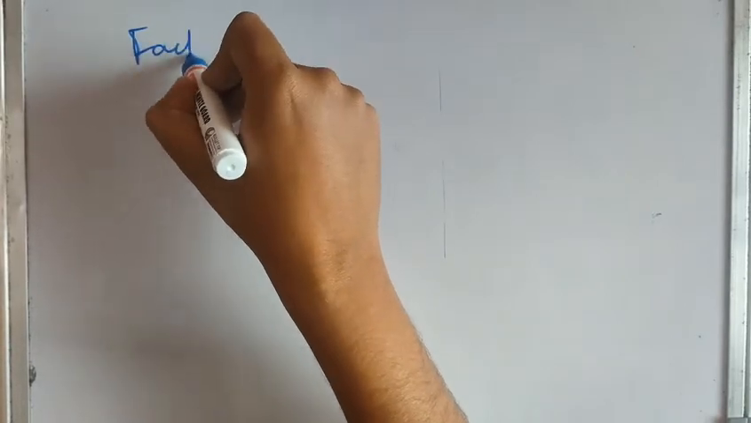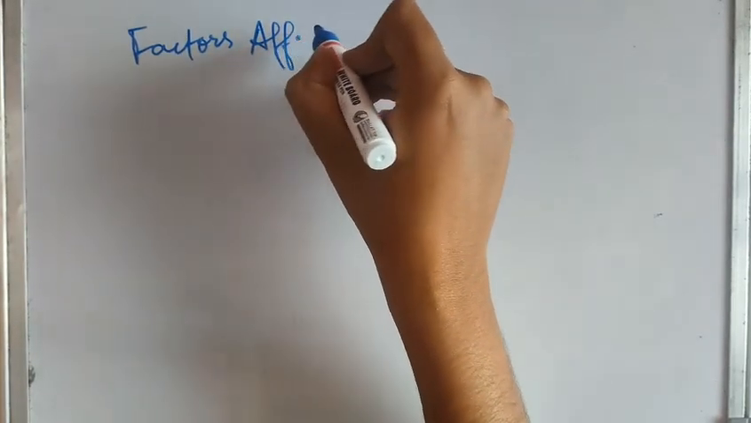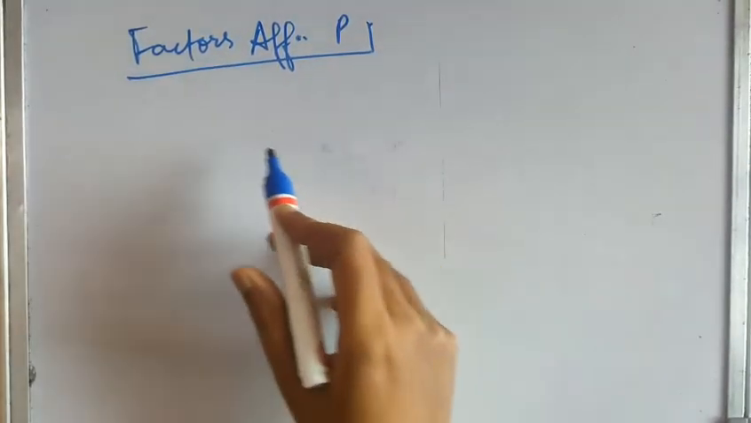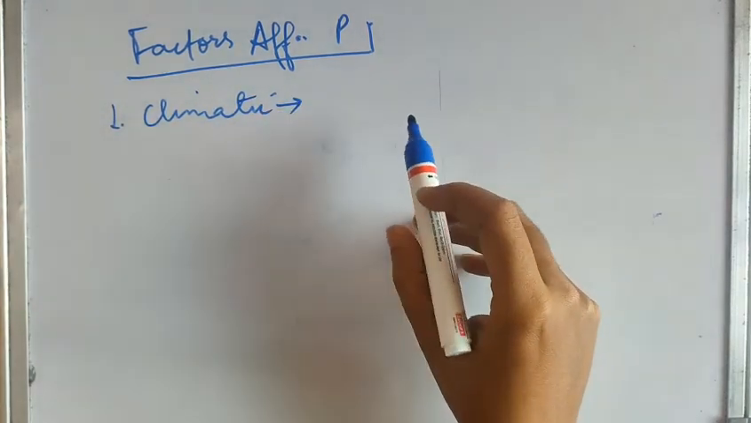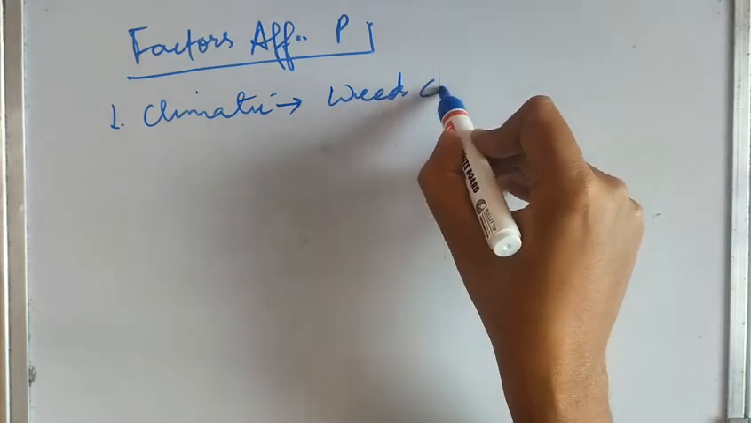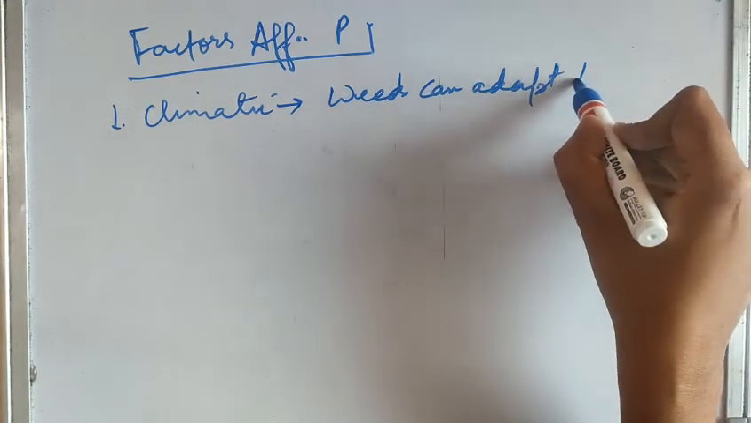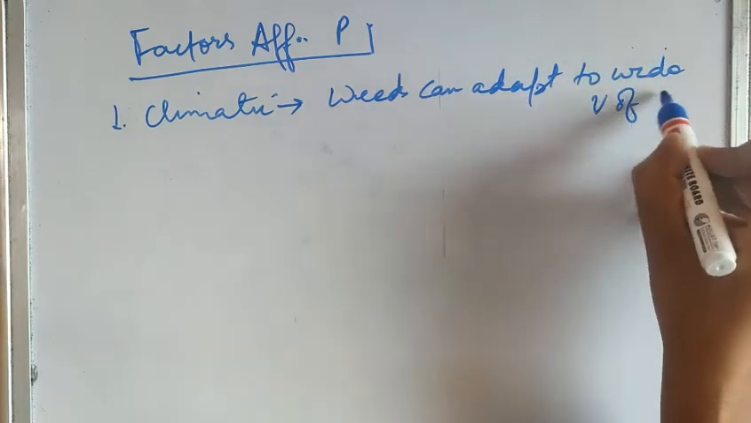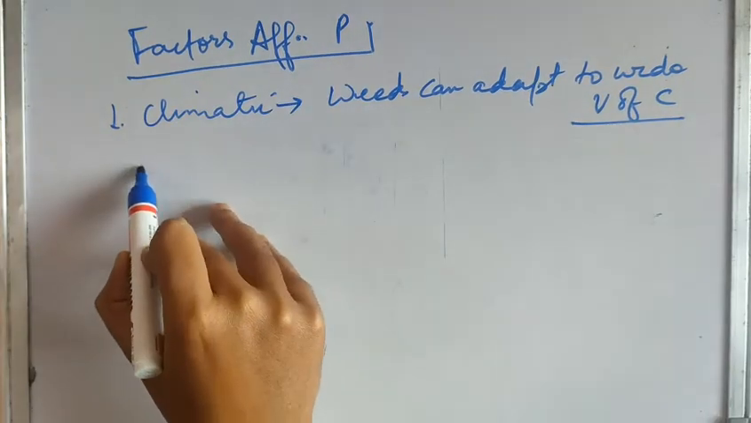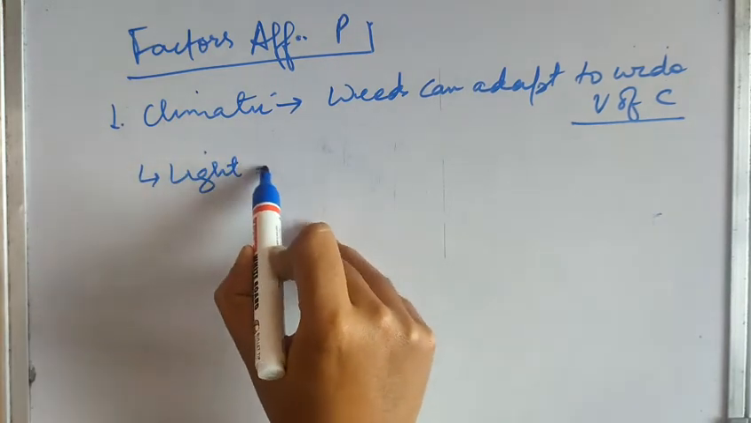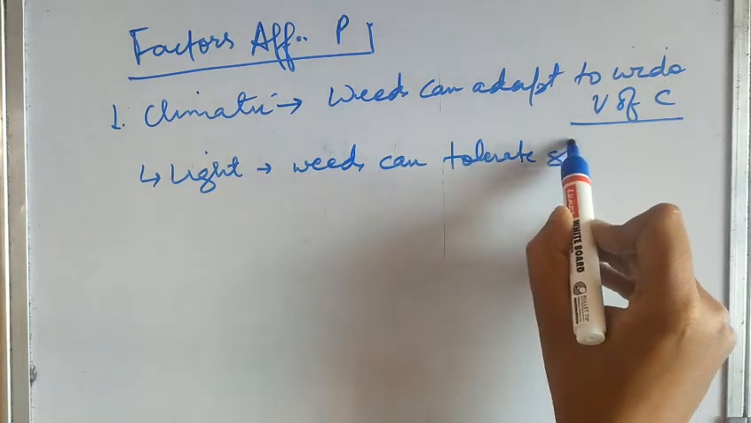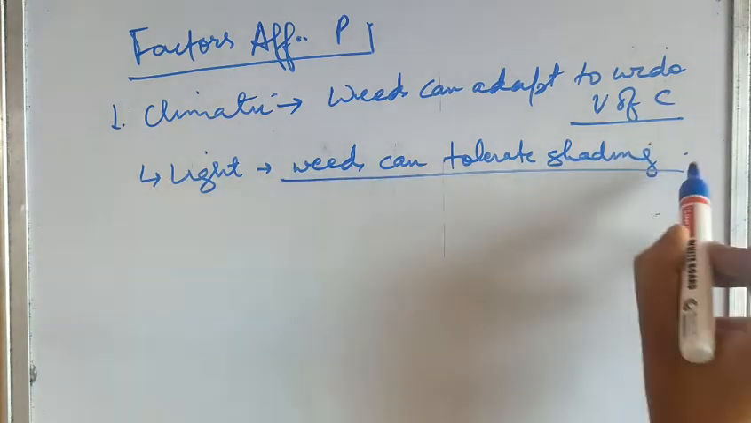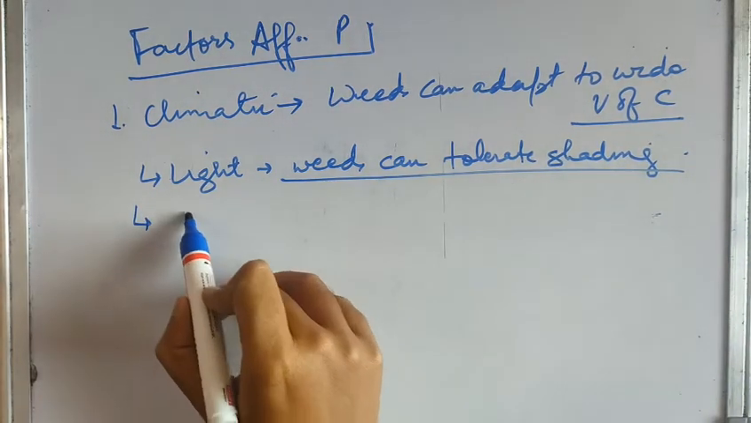Now moving on, what are factors affecting persistence? First of all, we have got climatic factors. As we know, weeds can adapt to a wide variety of climate. So the first climatic factor is light. Weeds can tolerate shading easily. That's why they can grow in low light conditions also. Then we've got temperature.